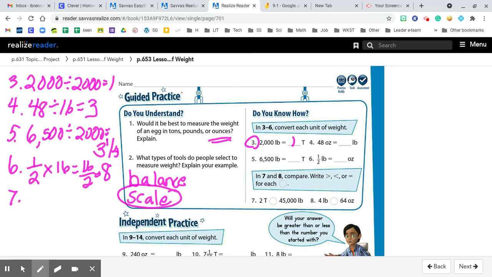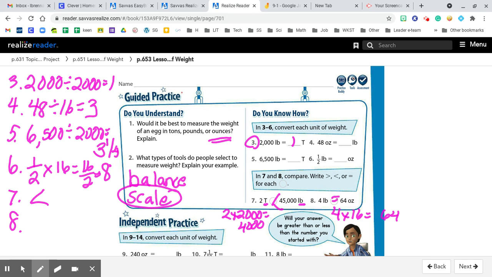Number 7, compare using greater than, less than, or equal to. 2 tons is greater than, less than, or equal to 45,000 pounds. You're going to have to pick one of these to convert so you have the same measurement on both sides. If you take the tons and convert it to pounds, you would take 2 tons times 2,000 pounds equals 4,000 pounds. So we know that 4,000 is less than 45,000. 4 pounds and 64 ounces. If we take the pounds and turn them into ounces, we'll do 4 times 16, which is 64, and those two will be equal to each other.